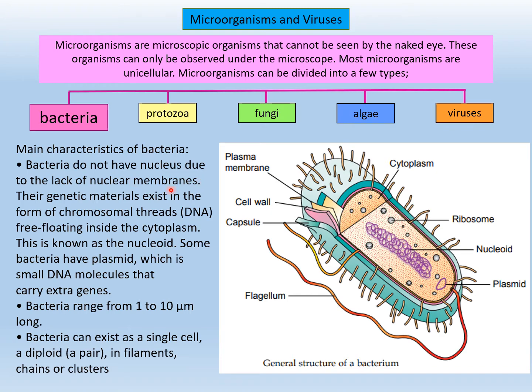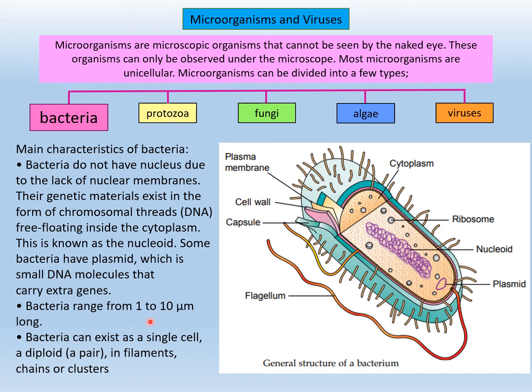Bacteria do not have a nucleus due to the lack of nuclear membranes. The genetic material exists in the form of a chromosomal thread, free-floating inside the cytoplasm. This is the genetic material. There are no nuclear membranes and it is free-floating inside the cytoplasm. This is known as the nucleoid. Some bacteria have plasmids, which are small DNA molecules that carry extra genes for the bacteria.